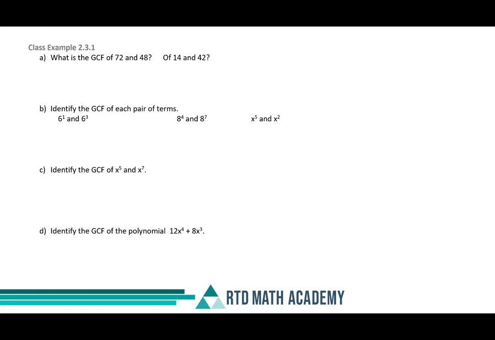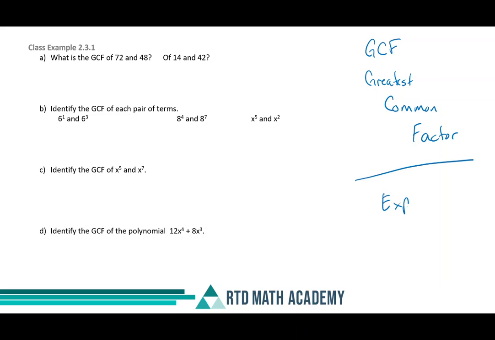Class example 2.3.1. We are going to go backwards in time here, and go back and look at what the GCF is between two numbers, and then expand that to numbers and variables. As a reminder, the GCF is the greatest common factor. We just spent a bit of time expanding. We also said that expanding is the same thing as multiplying, like determining the product.